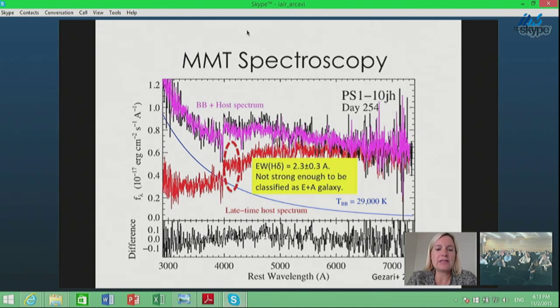And one thing I wanted to note is that with this late-time host spectrum, we do measure the equivalent width of H delta, and I didn't get to hear Yair's talk, but for this galaxy, we don't measure an equivalent width for H delta strong enough to be classified as an E+A galaxy. So this may not be a rare post-starburst, but may be a more normal elliptical galaxy, an early-type galaxy.